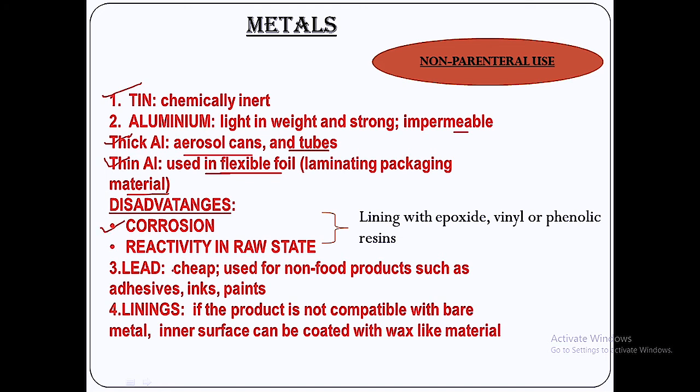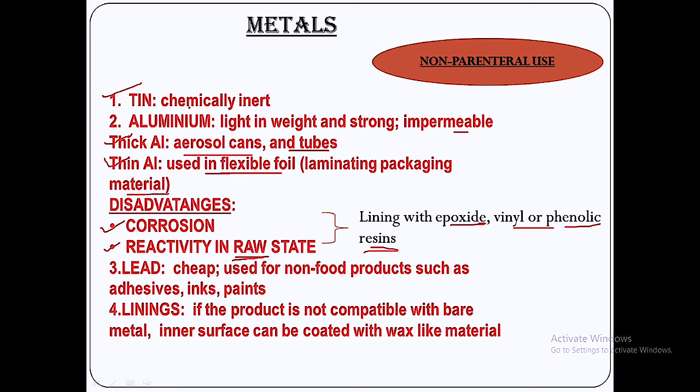Then there are disadvantages associated with aluminum. One is corrosion: it is rust prone, and reactive in its raw state. If we do not add some oxides to the aluminum, it is very reactive and can react with your product, which can be very harmful. So to decrease its reactivity in the raw state, we line it with epoxide, vinyl or phenolic resins, so that the reactivity is decreased and it does not react with our product.